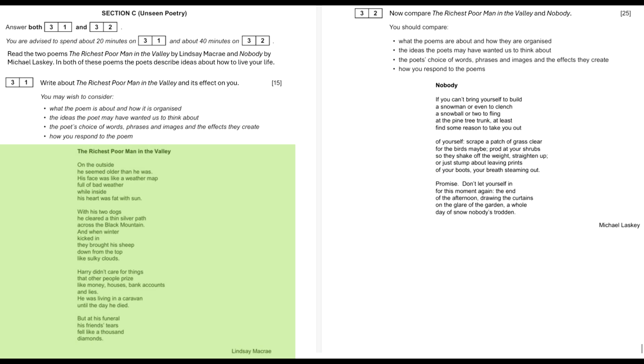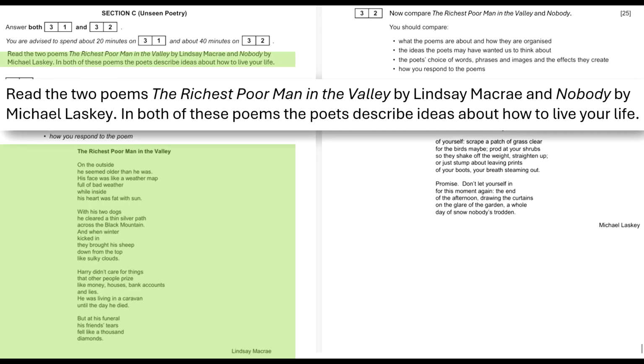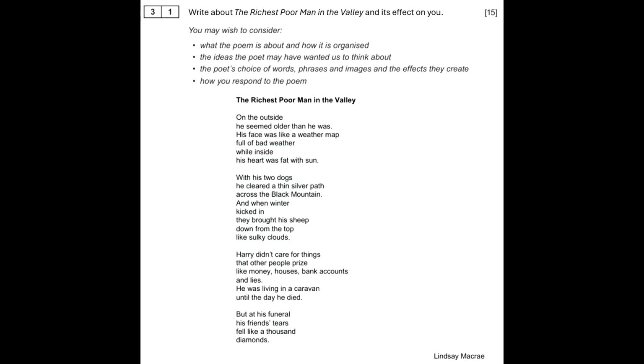You should spend up to 5 minutes making notes on the first unseen poem. In this example, it is The Richest Poor Man in the Valley. Read the introductory blurb carefully because it gives you a clue about what the poem is about. Here, the poem focuses on how to live your life. The question will always ask you to write about the poem's effect on you.